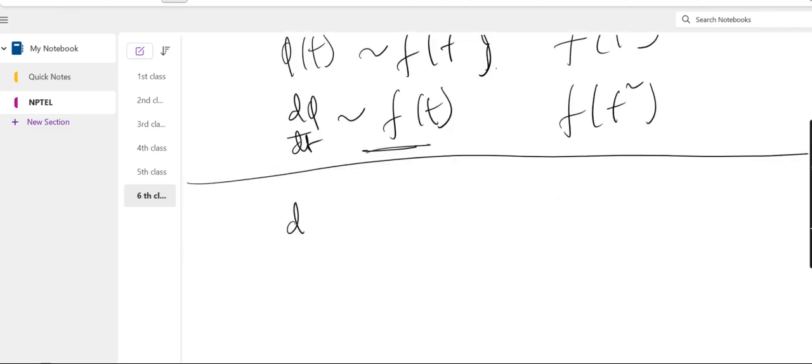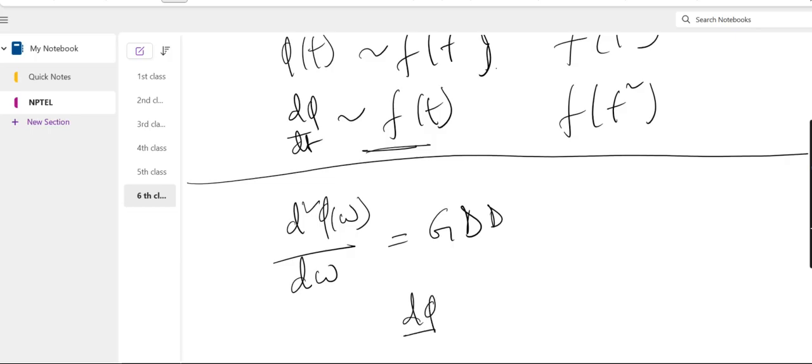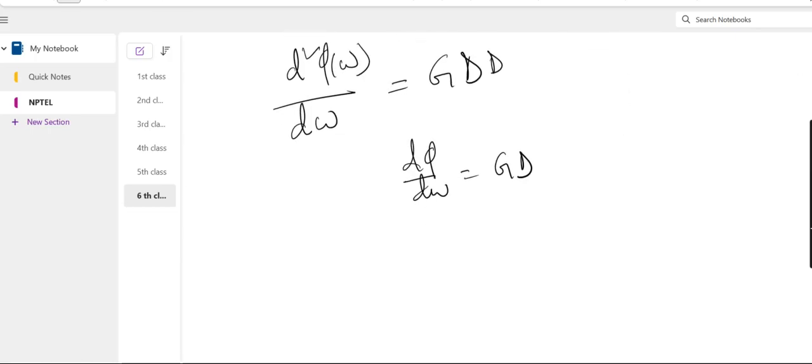Now you know the group delay is d square phi d omega. That is called GDD, that is group delay dispersion, and d phi by d omega is GD, is group delay.